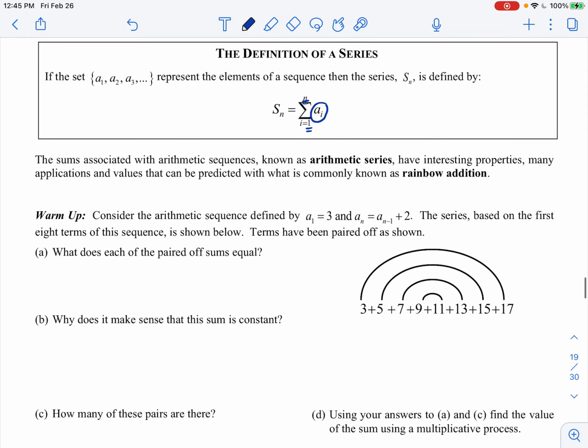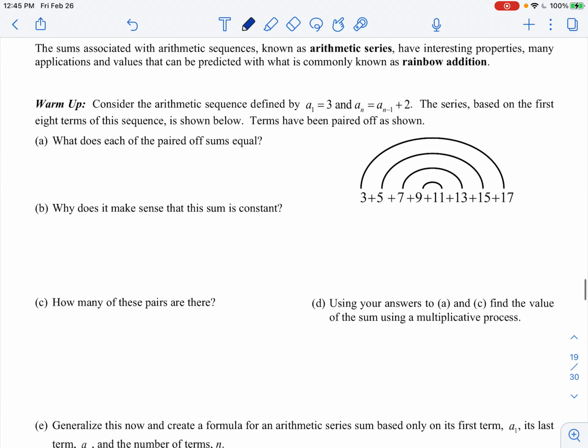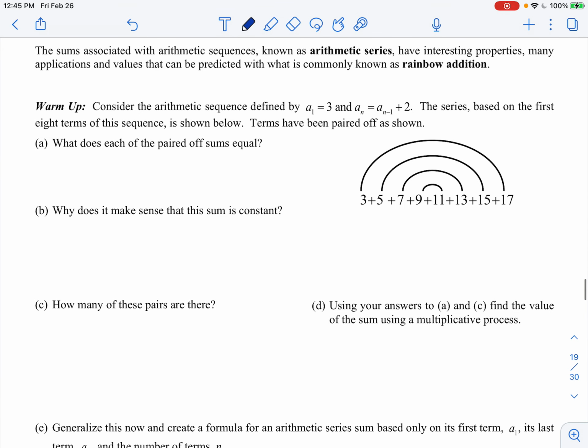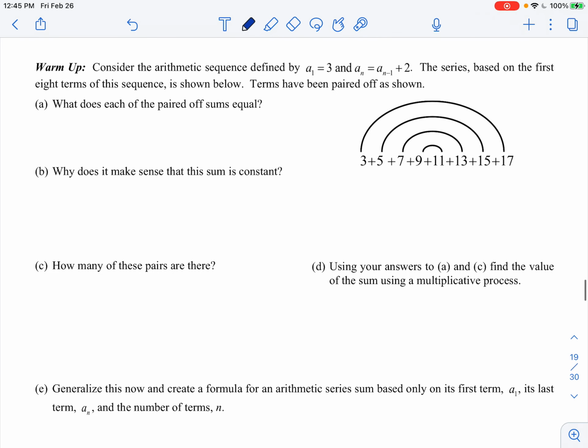So there's a pattern that we're going to develop here in this warm-up. We call it rainbow addition, and you'll see why in the visual in a moment. We're going to try to develop here what the actual formula is for an arithmetic series. So what I want you to do is pause the video for a moment, just like if we were in class. Read through this warm-up and try it. Take a couple of minutes, go through each part, and then we'll go over it together.